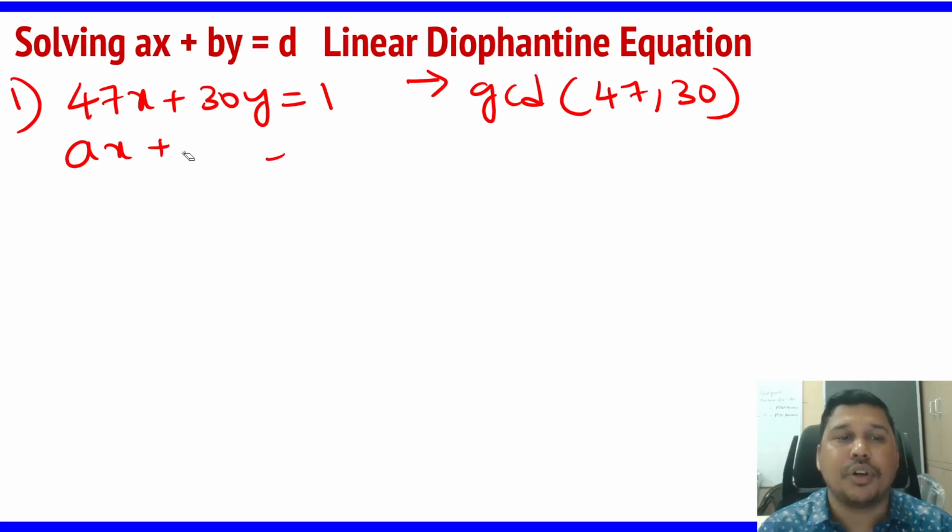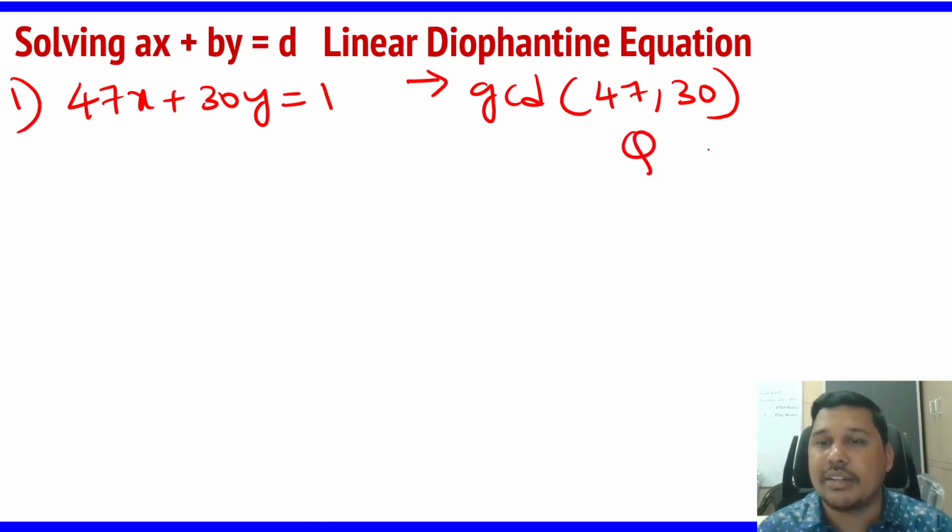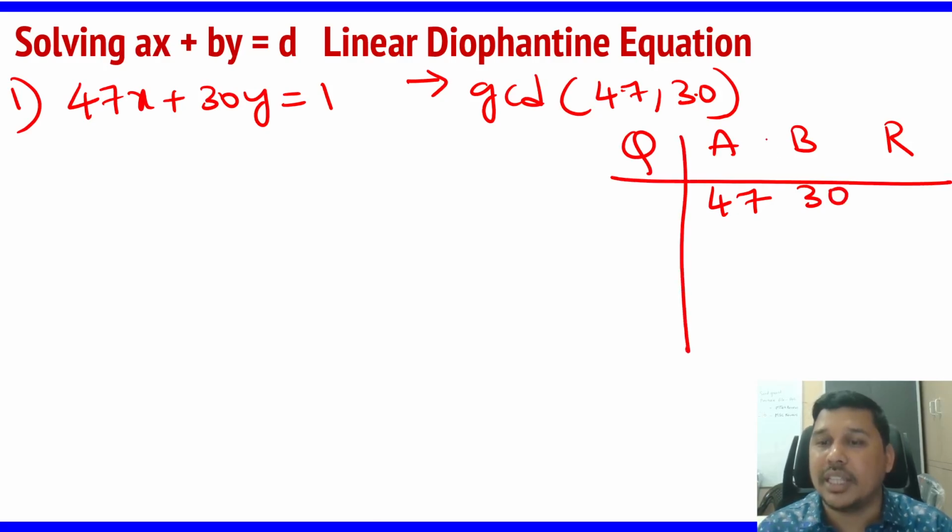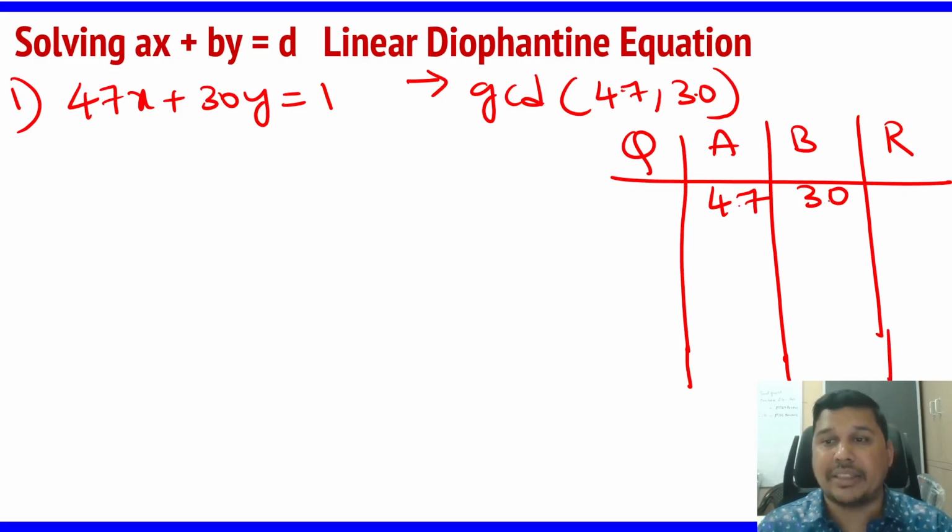We know the approach of finding GCD using the Euclidean algorithm. We take the quotient, a, b and the remainder. Among these two, the largest one will be your a and the smallest one will be your b. So I am trying to find the GCD of 47 and 30. Divide 47 by 30. You get 1 here and 17. Next, shift b to a and r to b. It becomes 30 and 17. Divide 30 by 17. I get 1 here and 13 as the remainder.